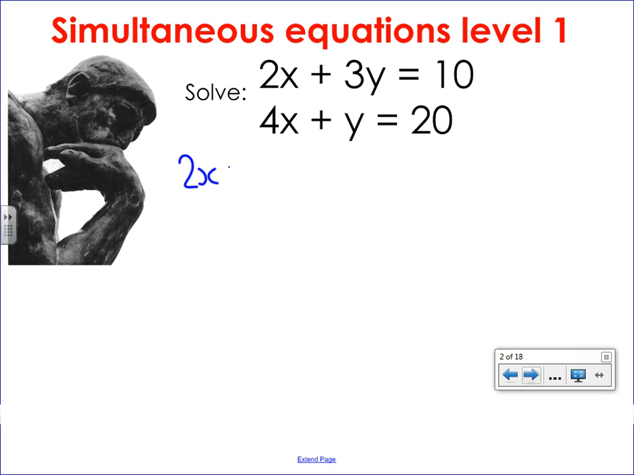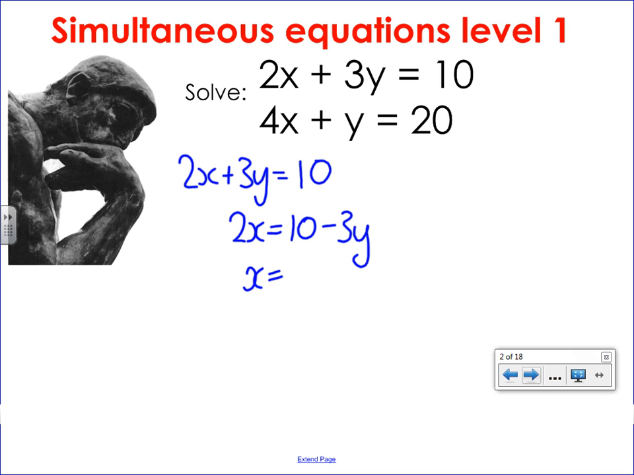Okay. Start with the top one then, right? Yeah. If one looks easier, then pick that one, but if neither one looks easier, then whichever one you fancy. Rearrange it to say either x equals or y equals, and it's totally up to you which. I like x is better. So I know that 2x is 10 minus 3y. So x is 10 divided by 2, which is 5, and then 3 over 2 y.